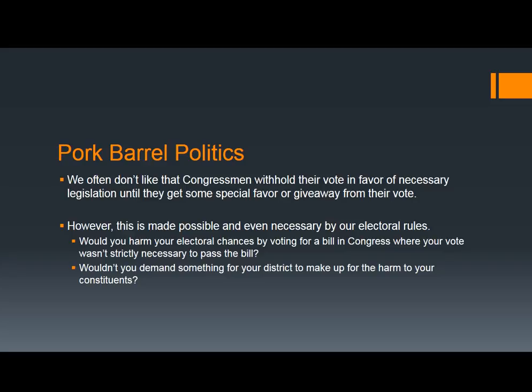After all, would you demand something? Wouldn't you, in their position, demand some form of compensation for your district to make up for the harm that this bill might do to your constituents? It seems to me that you probably would. And so from that, viewed from this perspective, it's not so clear that pork barrel politics are a bad thing.